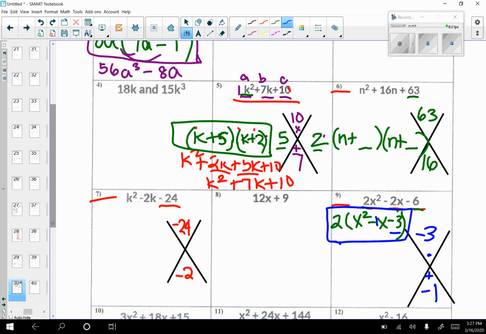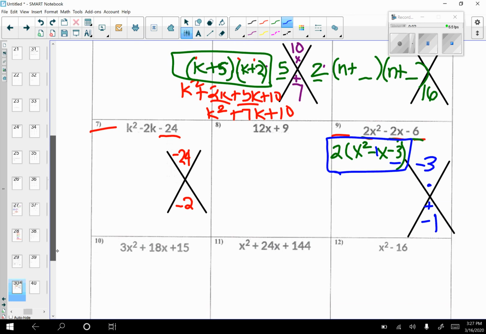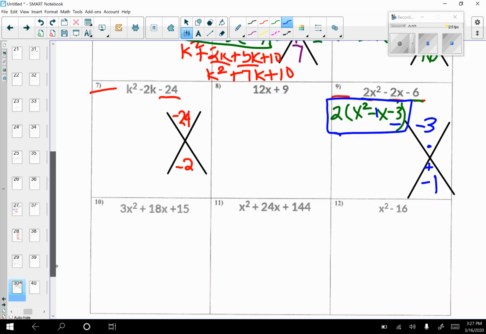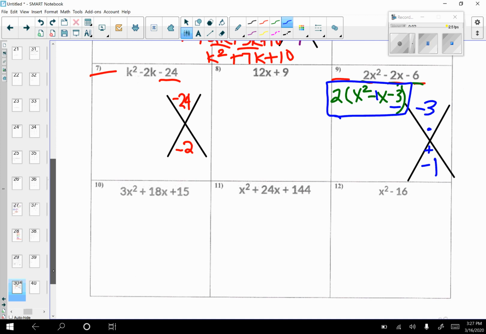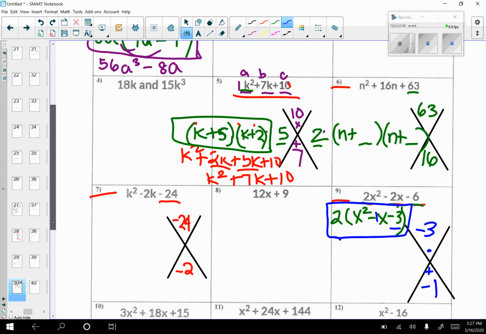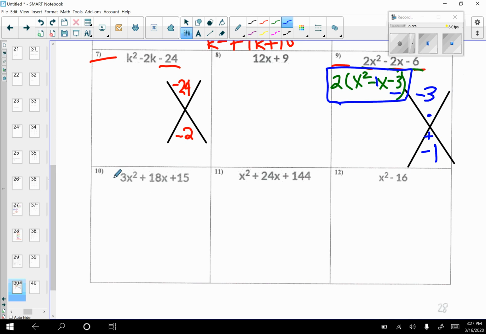All right. Let's come down here. And we are going to talk about these 3 all down here. So let's start with number 10. The first thing I check for is a GCF. Do I have a GCF here? Well, I have a 3 and 18 and 15. And that's when I ask myself, does 18 divide by 3? Does 15 divide by 3? Yes, they both do, which means I have a GCF here of 3.